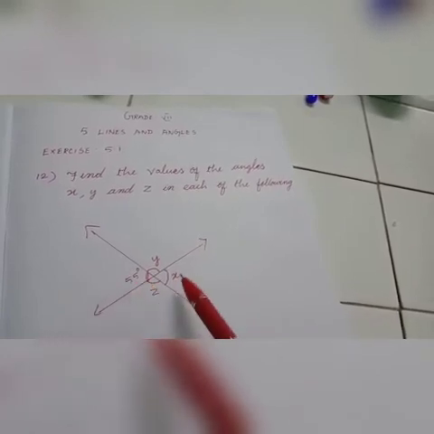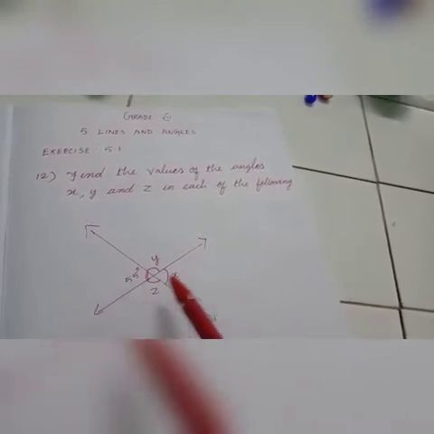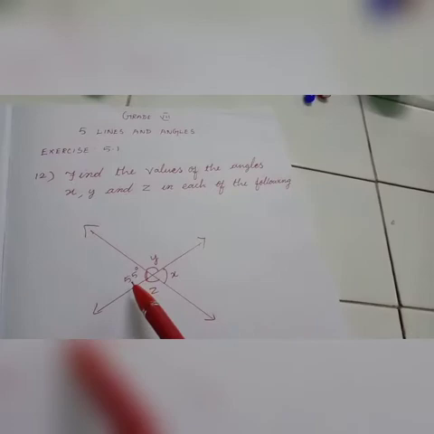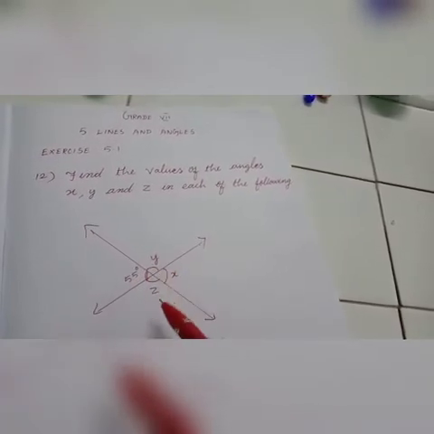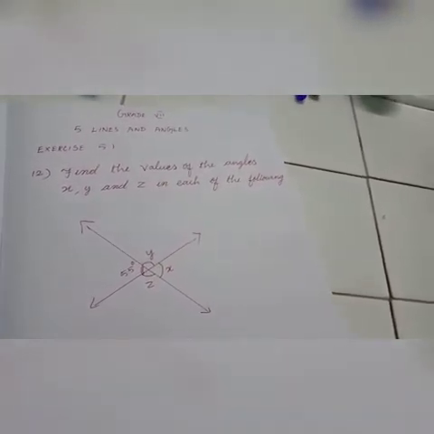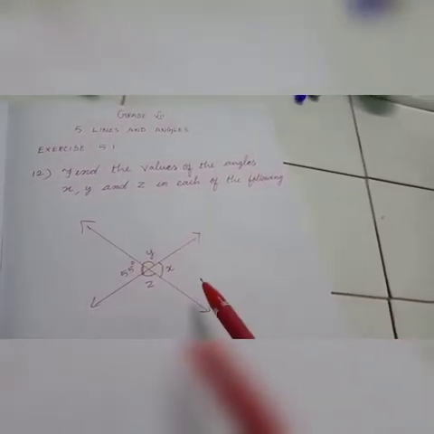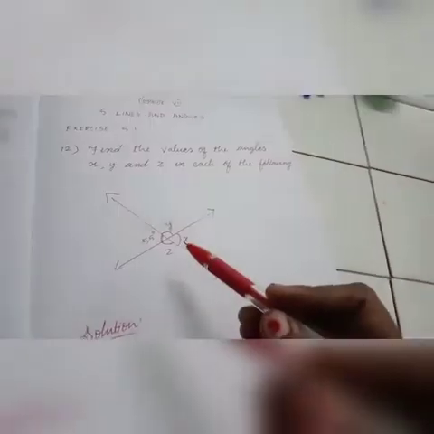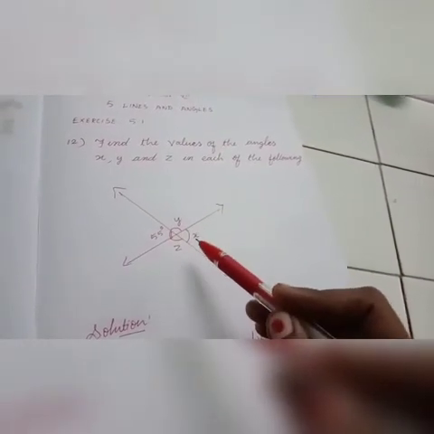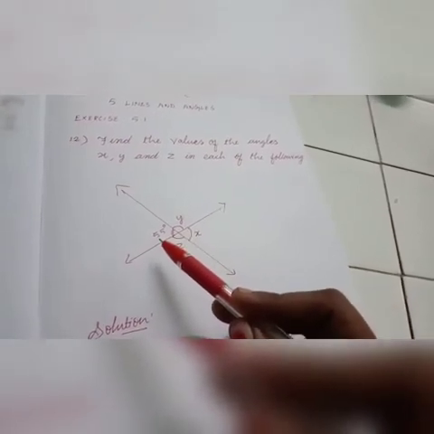The two lines are intersecting means we can say that vertically opposite angles are equal. Here the vertically opposite angles are 55 degree and x, similarly y and z. These two angles are vertically opposite angles. And vertically opposite angles are always equal if two lines are intersecting. So I can say x is equal to 55 degree because here we have to find all three unknown values x, y and z. Here x value directly I can say that is 55 degree.